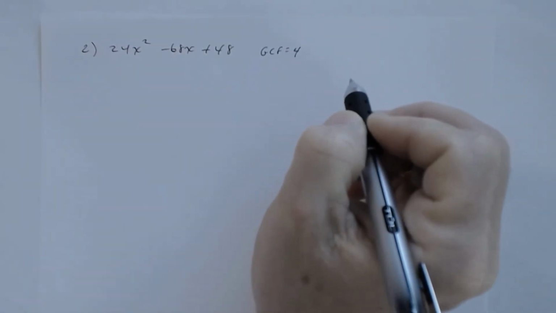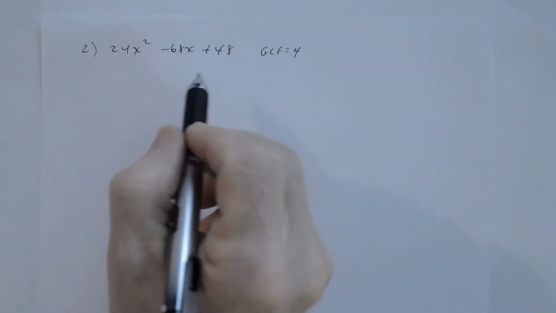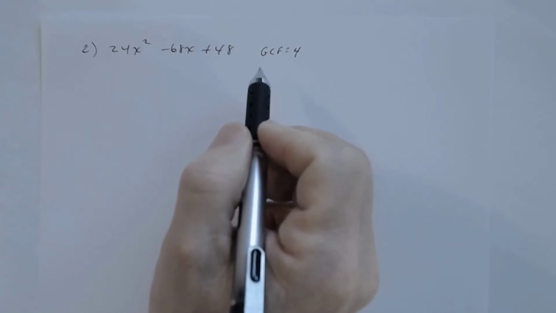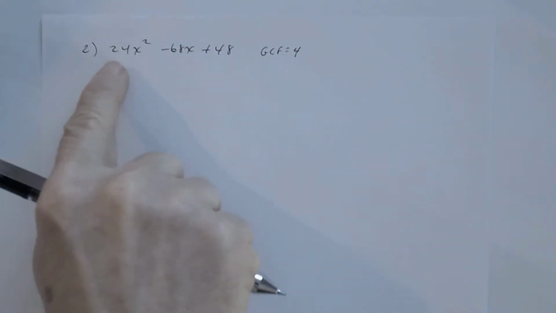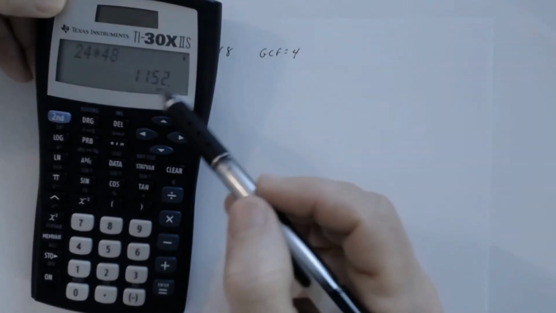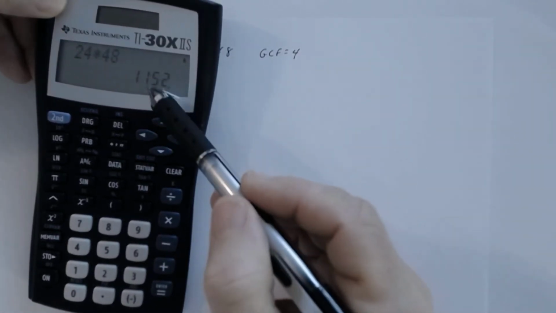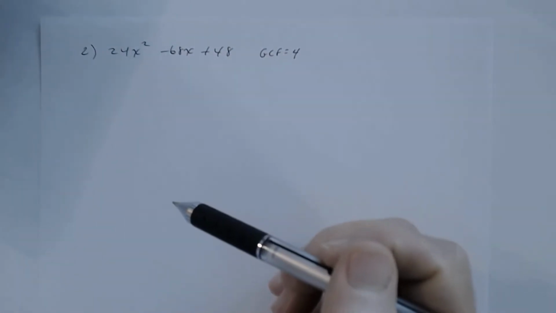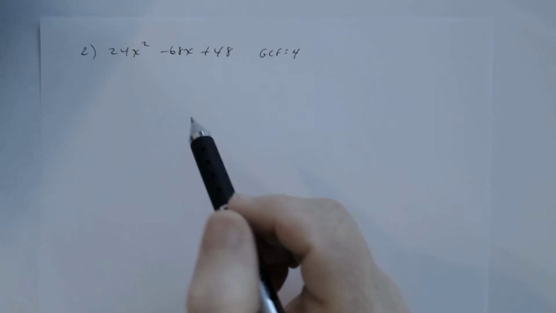Okay, so again, when using the AC method, it's very important you deal with the GCF first, because look, if you did AC right away, 24 times 48, look at this, 24 times 48, you get 1,152. Do you want to find two numbers whose product is 1,152 and whose sum is negative 68? No, you don't. So do the GCF first.